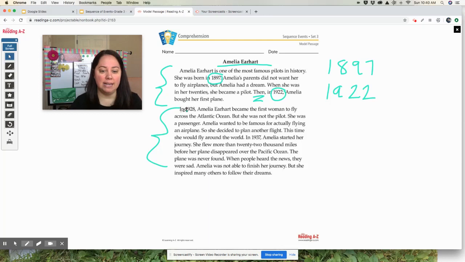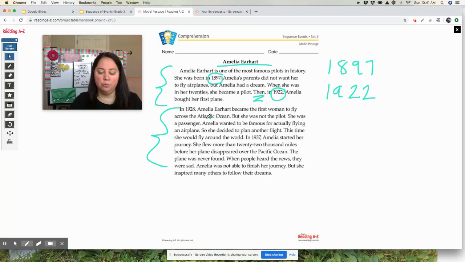In 1928, Amelia Earhart became the first woman to fly across the Atlantic Ocean. But she was not the pilot. She was a passenger. Amelia wanted to be famous for actually flying an airplane. So she decided to plan another flight. This time she would fly around the world. In 1937, Amelia started her journey.